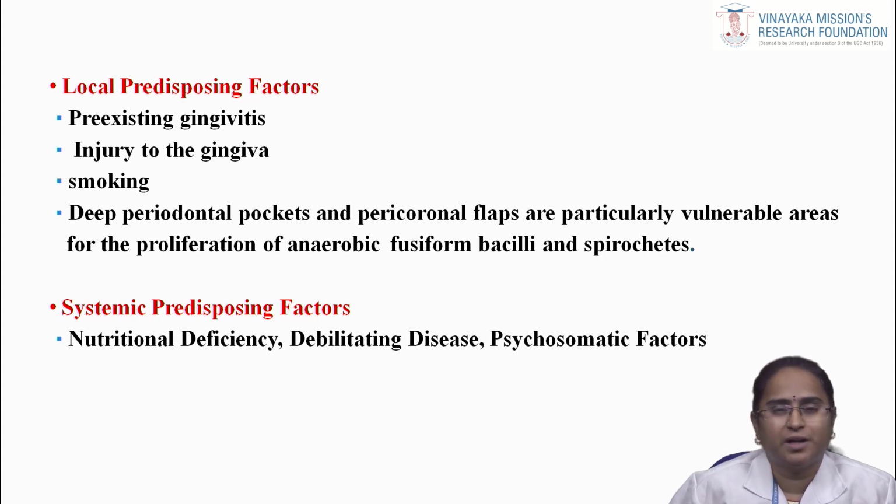And systemic predisposing factors such as nutritional deficiency, especially poor diet, and vitamin deficiencies such as B and C, will lead to NUG formation. Debilitating diseases such as syphilis, ulcer, gastrocolitis, leukemia will also lead to NUG formation, and psychosomatic factors will also lead to NUG.